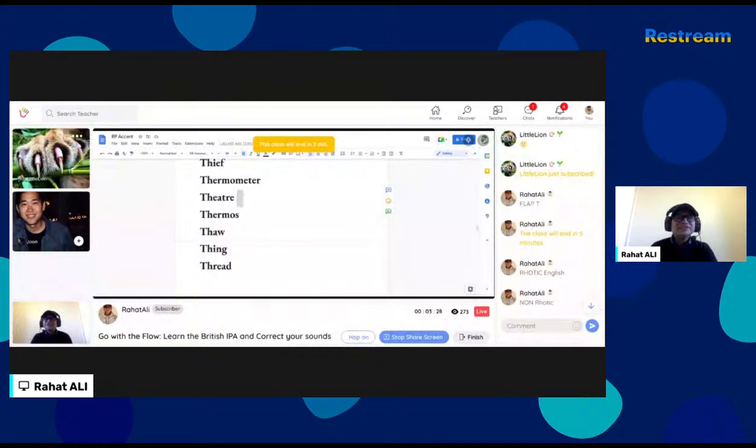Now, thread. You can see we are pronouncing R in British English because there is a vowel sound after R, and that is the rule. If there is a vowel sound after R in British English, we must pronounce R. We can't ignore it. Similarly, thread, great, through.